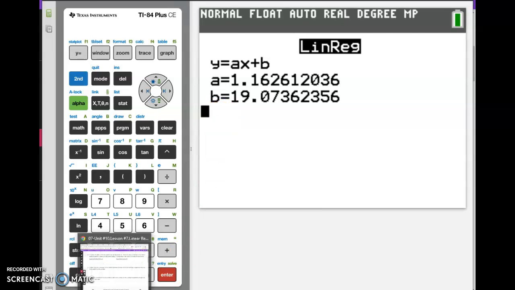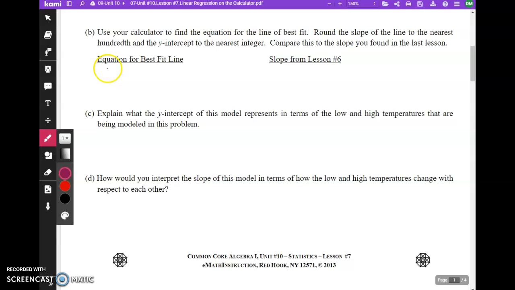So we had just created a new line. So let's write this down. The equation for the line of best fit gives you the equation ax plus b. They use a instead of m. All right, all we have to do is plug in the a and the b. It says, use your calculator to find the equation for the line of best fit.